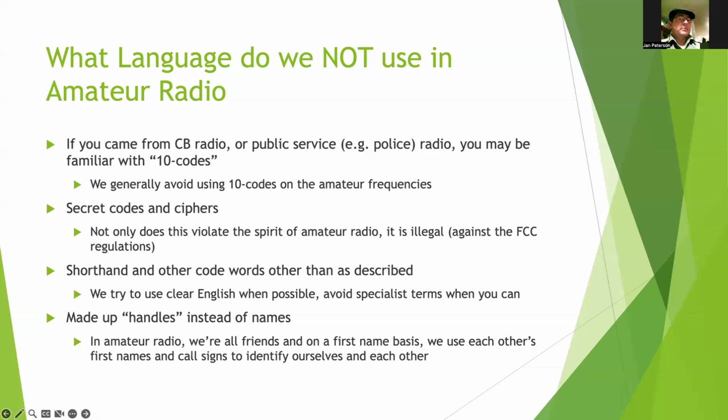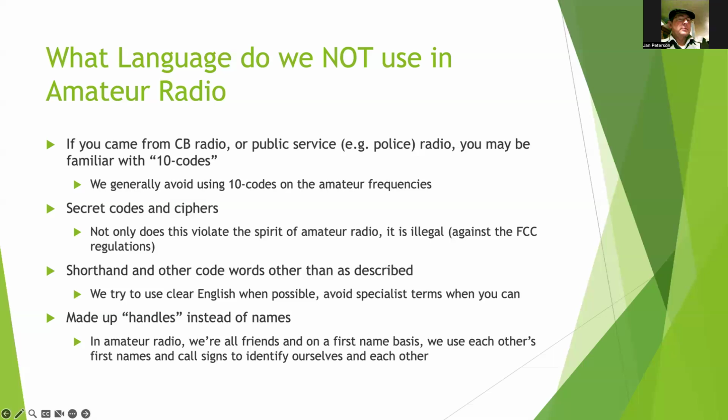No secret codes or ciphers. Not only does it violate the spirit of amateur radio, it's illegal to do that. We are not allowed to use secret codes or ciphers or encryption of any kind on amateur radio frequencies. Yes, you will find ham radios that are sold that say it has encryption capability. Don't turn that on because that's not legal to do, okay? So just keep that in mind.